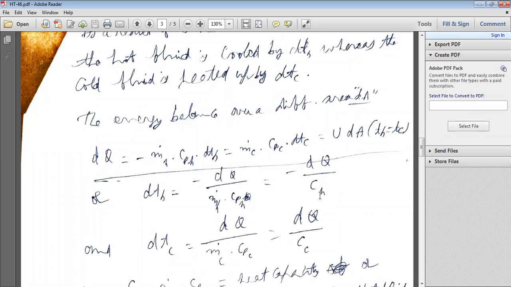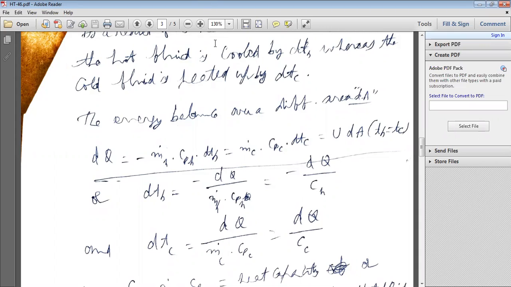Capital C is the heat capacity of the hot fluid, H for hot fluid. Capital CH is m dot h into Cph: mass of the hot fluid into specific heat of the hot fluid at constant pressure. The product of mass into specific heat is known as heat capacity, capital C. Capital C is equal to m into Cp. Capital CH is the heat capacity of the hot fluid.